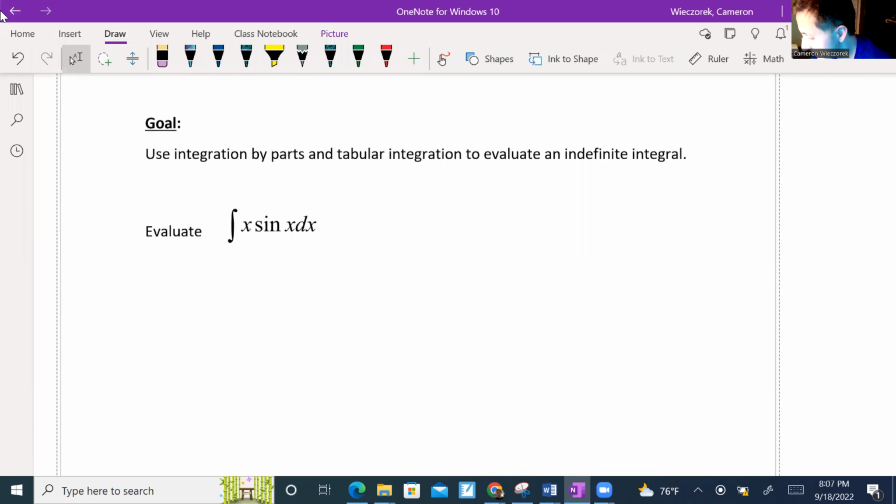If I can get my pen to work, let's see. Smiley face to start us out.